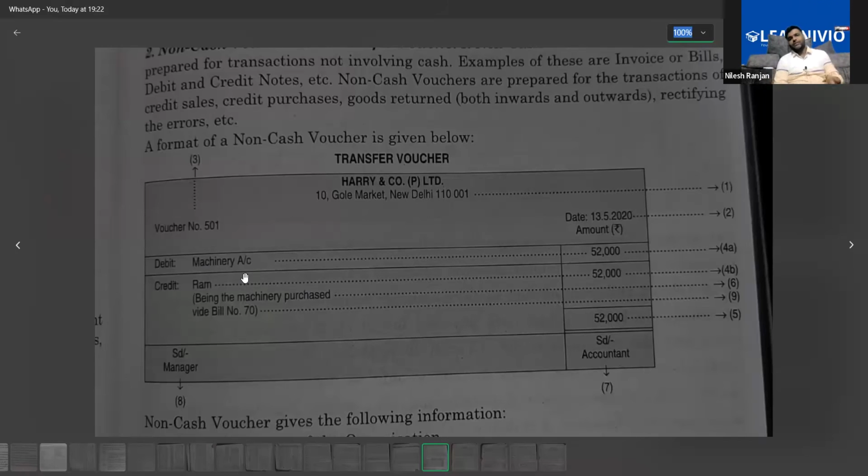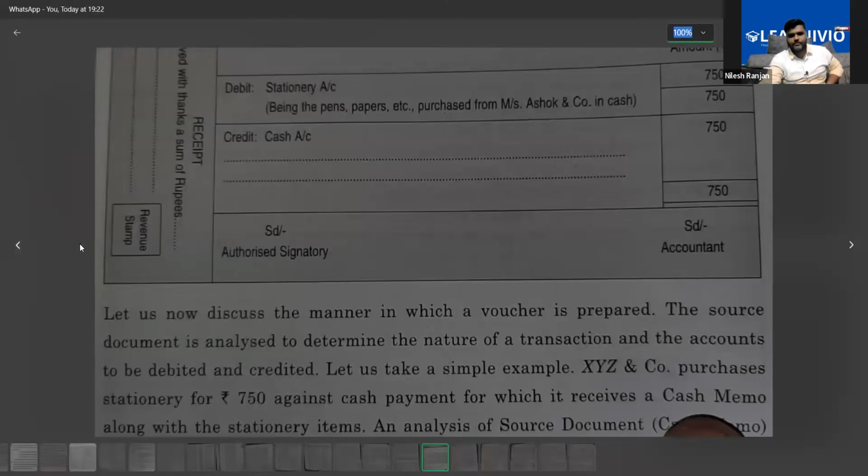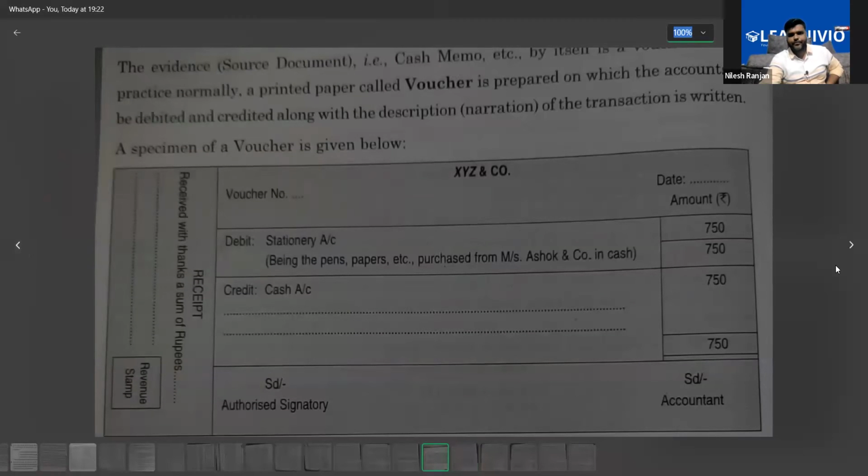Now, if we have purchased the machine, think about it. There will be some invoice related to that. Yes or no? Yes. If we have purchased a machine, in that case, we have the invoice, but we have also created the voucher.